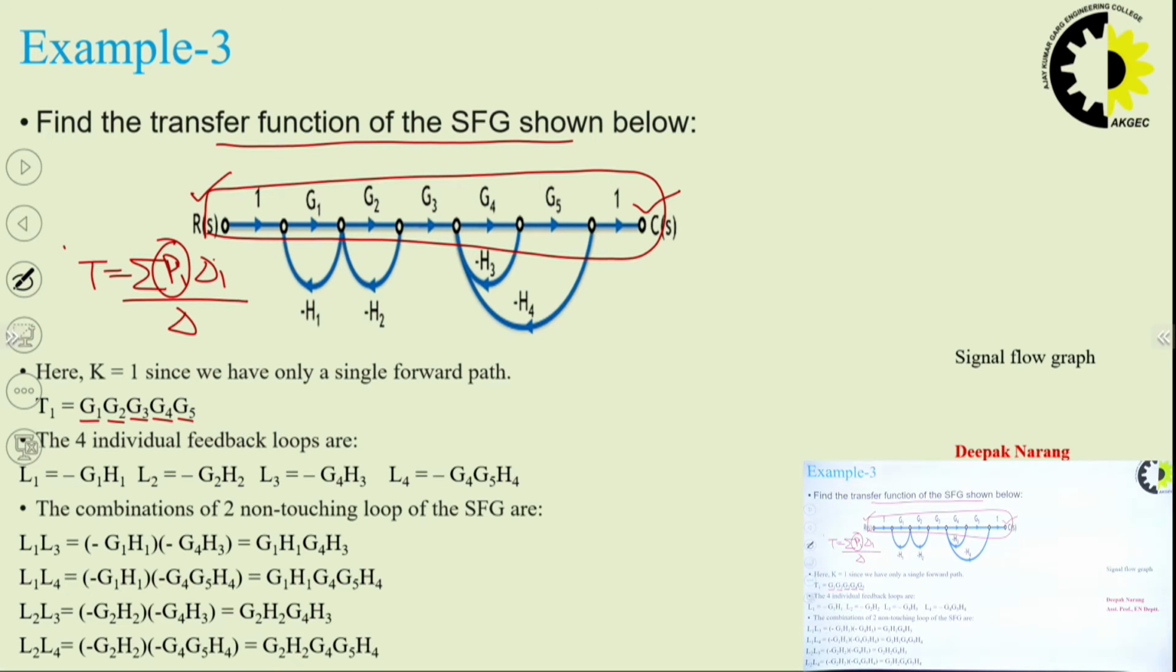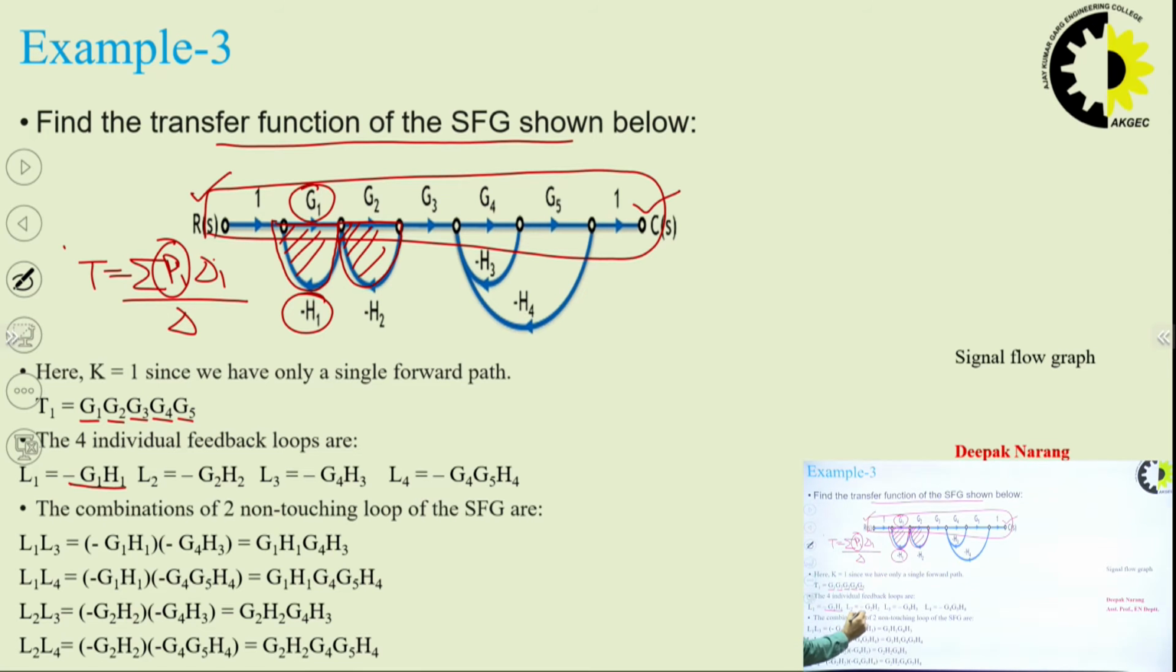Once forward paths are done, next we will find the individual loops of this given SFG. Now locate this. First loop is this. If I trace this loop, so this is our first loop whose gain is minus G1 H1. So this is our first loop, minus G1 H1. Second loop is this.